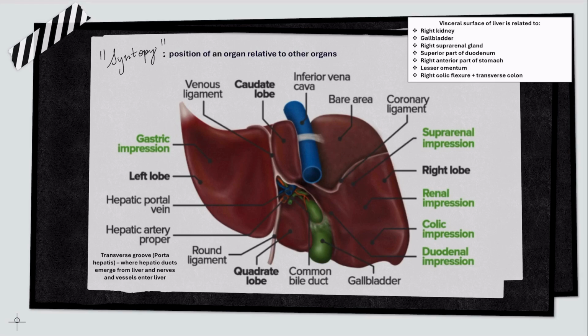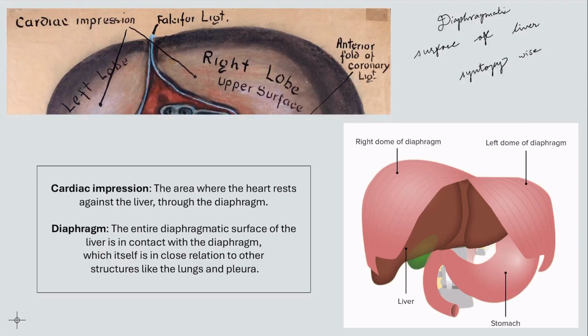And the previous slide talked about the porta hepatis, which is your transverse groove, and that is basically the position where the hepatic ducts emerge from the liver, and then there's an entrance of the nerves and vessels. So basically, do you see in the picture that you have the hepatic portal vein, the hepatic artery proper, and then the duct, the bile duct? So that area where all of these are entering is basically the porta hepatis. So just keep that in mind.